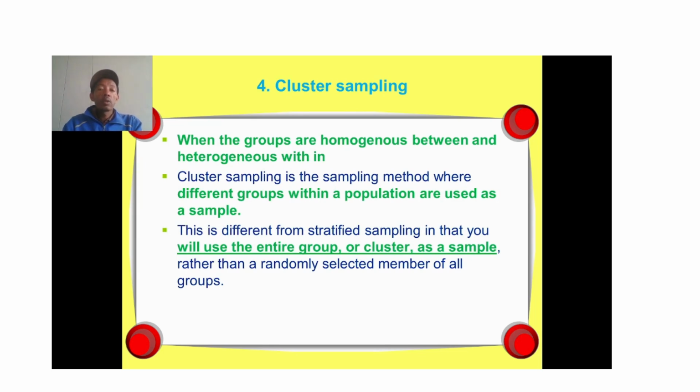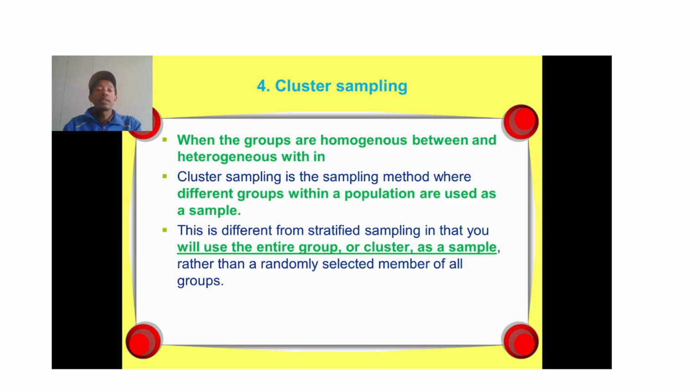So the fourth one is cluster sampling. When groups are homogeneous between and heterogeneous within, we use cluster sampling. So it is the opposite of stratified sampling. We use stratified sampling when there is heterogeneity between groups and homogeneity within the group. But we use cluster sampling when there are homogeneous characteristics between the groups and heterogeneous characteristics within the group.